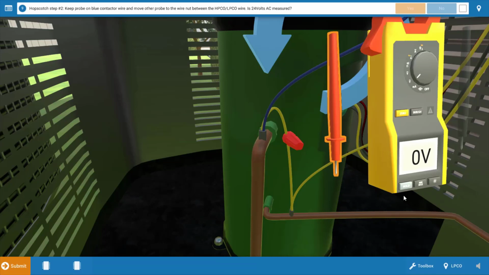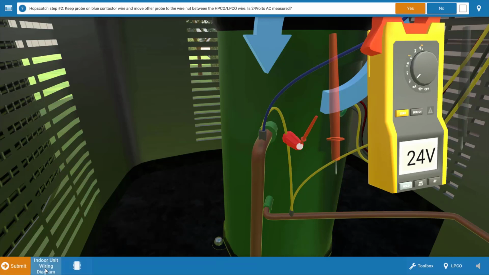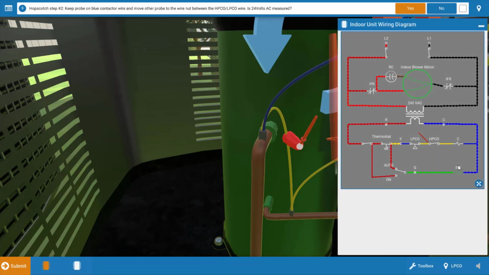We are leaving our blue lead on the contactor and we're going to place the red lead at the connection leaving the low pressure cutout. And when we do this, we have 24 volts. Again, let's go back to the diagram for just a second. We click on the diagram, we can see the placement of our leads, and again, we verified that we have power coming out of the low pressure cutout. So that's good. Now we're down to the high pressure cutout.